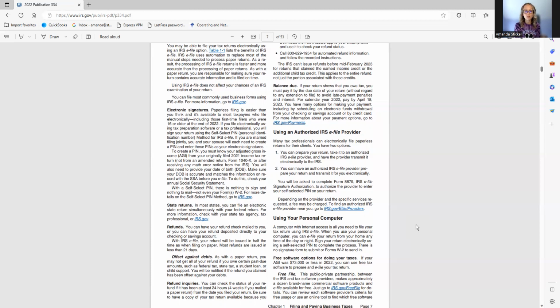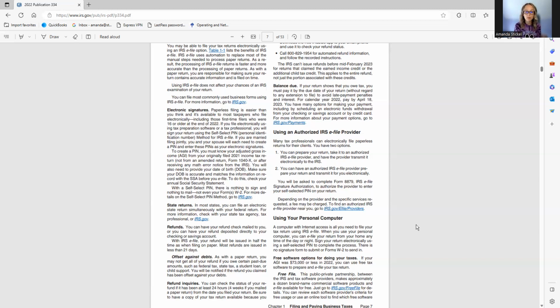To create a PIN, you must know your adjusted gross income, AGI, from your originally filed 2021 income tax return, not from an amended return, Form 1040X, or after receiving any math error notice from the IRS. So it has to be the original AGI that you filed. You will also need to provide your date of birth. Make sure your date of birth is accurate and matches the information on record with the Social Security Administration before you e-file. To do this, check your annual Social Security statement. With a self-select PIN, there is nothing to sign and nothing to mail, not even your Form W-2. For more details on the self-select PIN method, go to irs.gov.